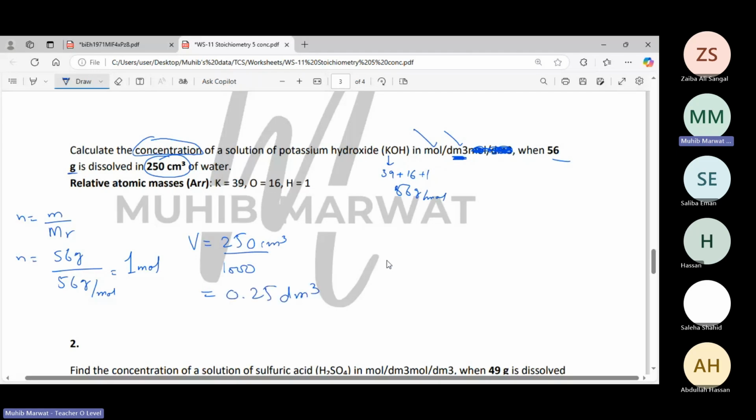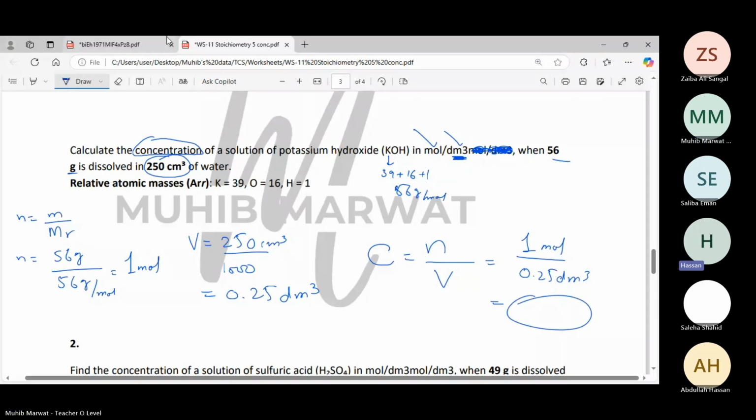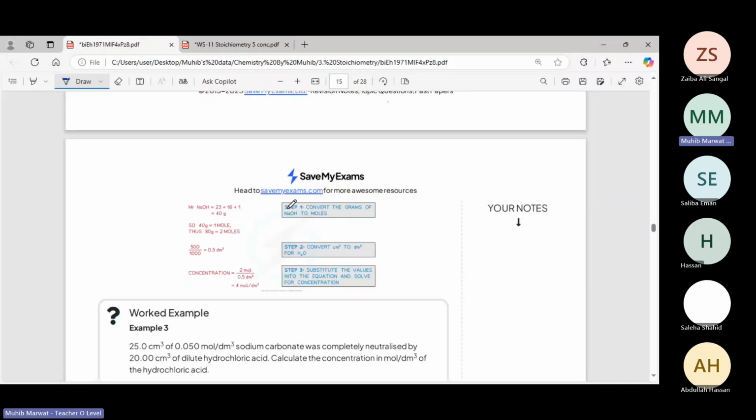So again, just put in the values: number of moles is 1 and volume in dm cube is 0.25. So you will get the answer. Clear, students? Tell me, please. Excellent. Very good.